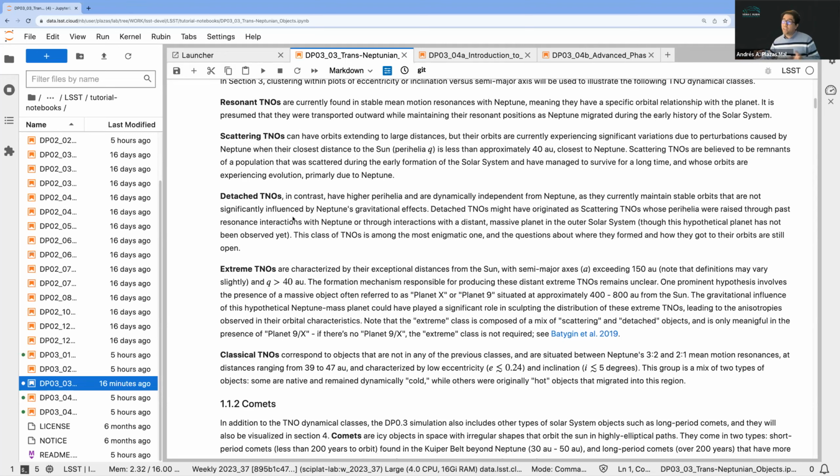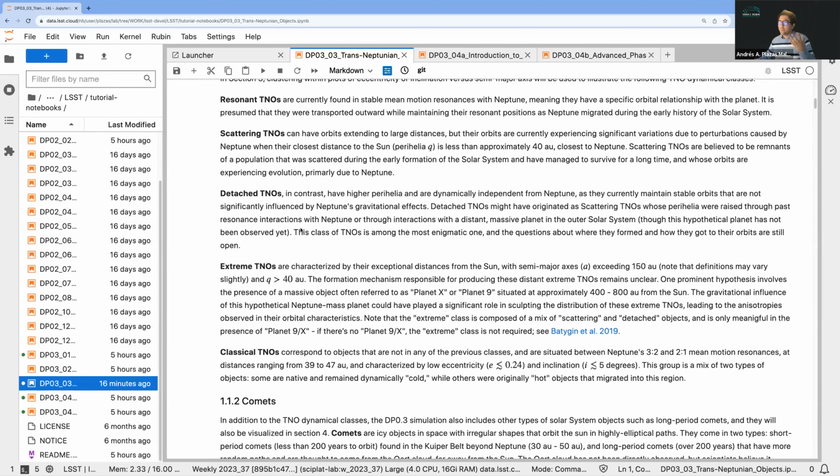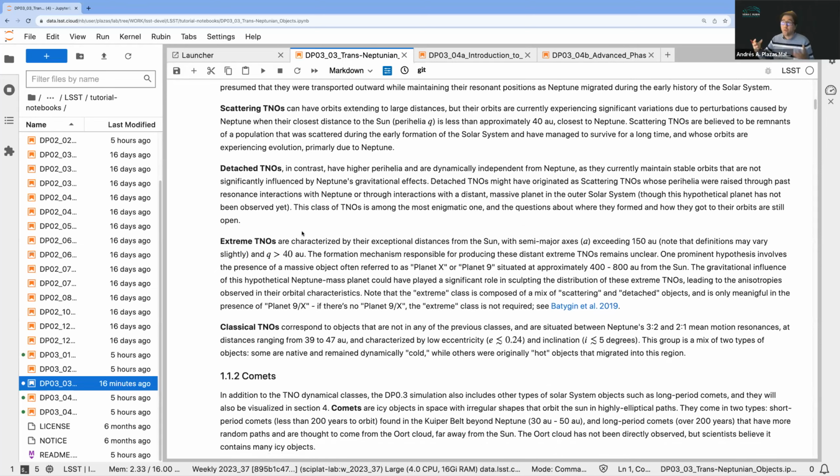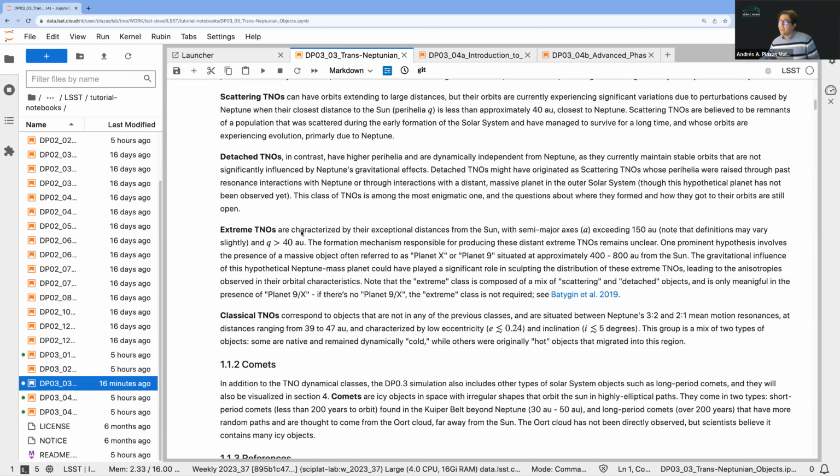We have another population that is very interesting, which is called the detached TNO population. In contrast, they have a higher perihelion, which is the closest distance to the sun, and are dynamically independent from Neptune, and that's why they're called detached. This is an interesting population because there are a lot of open questions regarding it, and it's one of the most enigmatic ones. It is a population that we also want to study in detail.